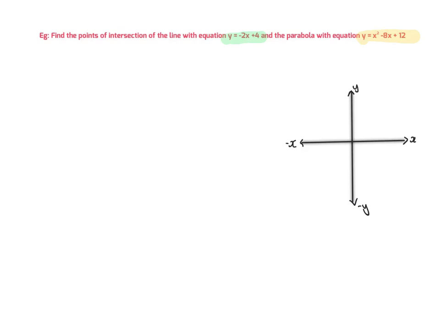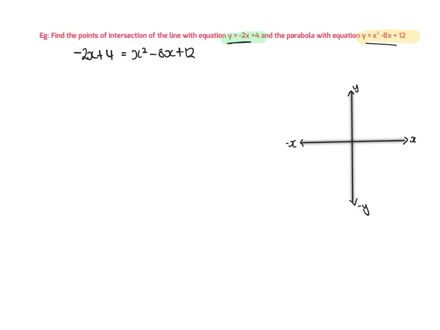To solve that, we make sure they're both in y equals, so we let each equation equal each other. So I've got negative 2x plus 4 equals x squared minus 8x plus 12. We're going to solve this equation, and because we have a quadratic in there, we're going to solve it like a quadratic equation.